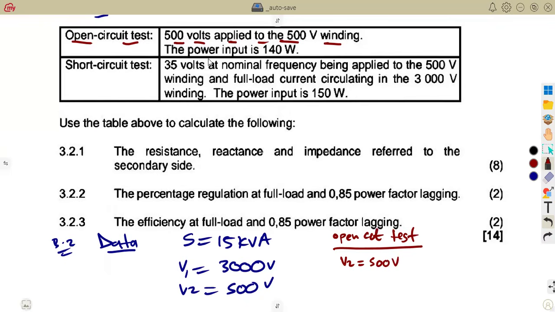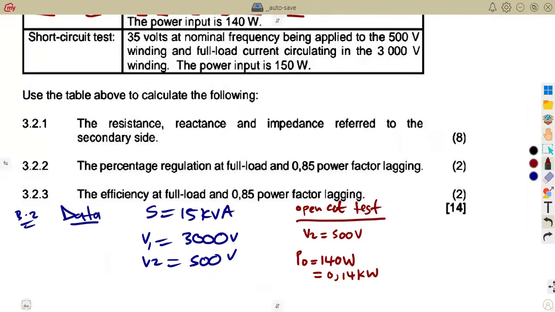So we're going to work with the secondary side. Remember, as long as we are working with open circuit, it is the input power, because open circuit output power is 0. So the open circuit will be input 140 watts, which you can also write in kilowatts by dividing by 1000, 0.14 kilowatts if you want. You can just work with the watts as they are.